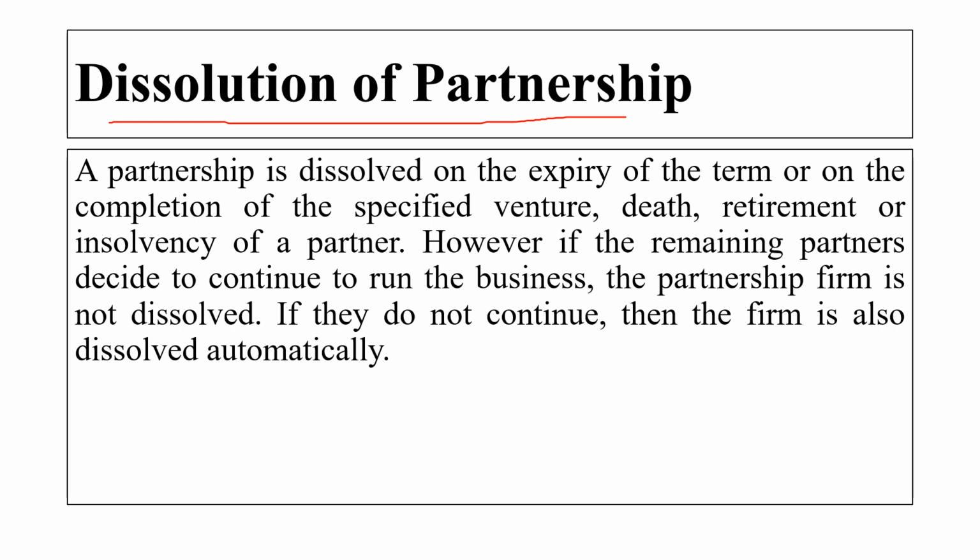However, if the remaining partners decide to continue to run the business, the partnership is not dissolved. If somebody dies or retires, but the remaining partners decide to continue to run the business, then the partnership of the firm will not dissolve. They can continue. If they do not continue, then the firm is also dissolved automatically. If the partners decide to wind up, then the firm will also dissolve automatically, because there will be no partner, right? So that means the firm will not remain in existence.